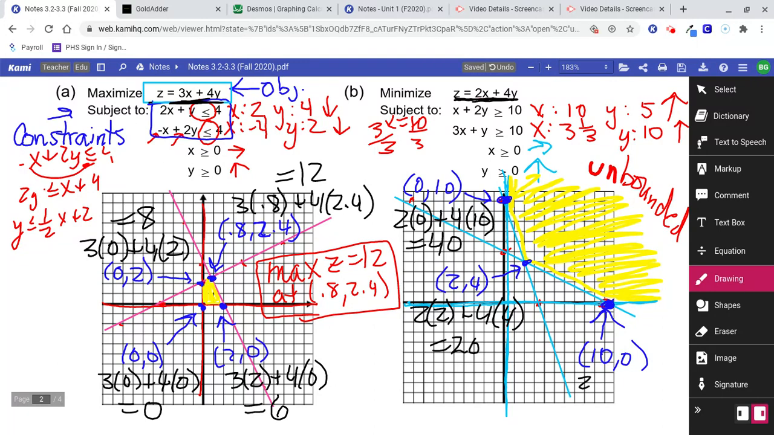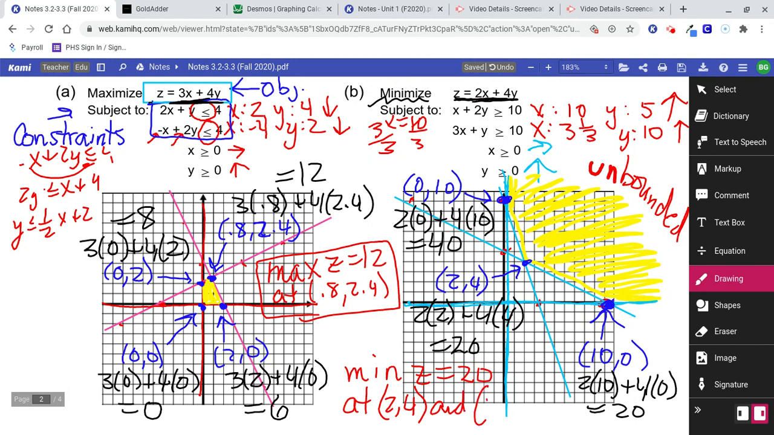And 2x plus 4y, that's 20. Okay. So notice we're finding the minimum this time. We're optimizing, but we're finding the minimum. And the minimum appears to be 20, right? This one's kind of weird because there's 2 different 20s. But we're just going to say minimum z equals 20 at 2, 4, and 10, 0. That's a 10 right there.